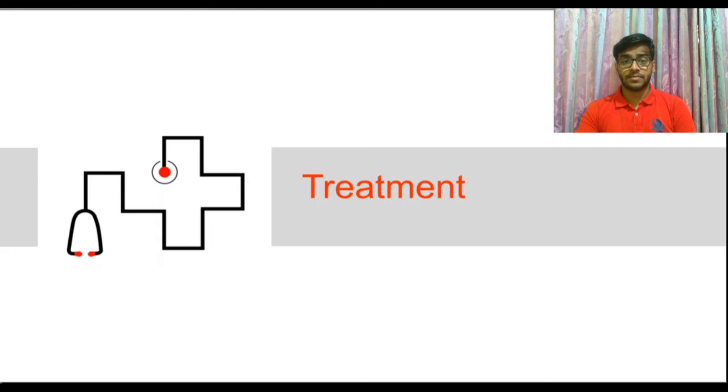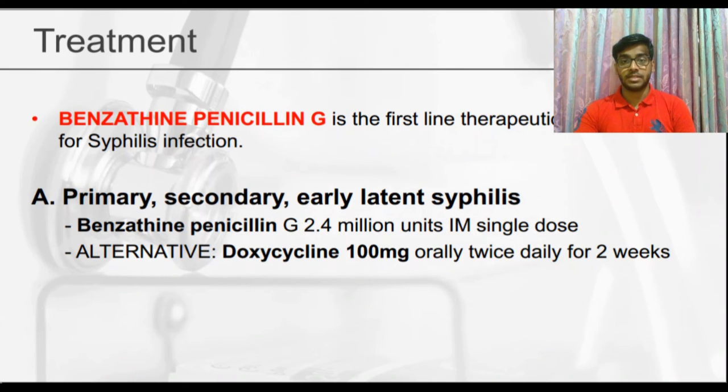For treatment of syphilis, we give benzathine penicillin G as a first-line therapeutic agent, and the treatment regimen depends on the stage of disease. For primary, secondary, and early latent syphilis, we give benzathine penicillin G 2.4 million units intramuscularly as a single dose, and for penicillin allergic women, we give doxycycline 100 mg orally twice a day for 2 weeks.